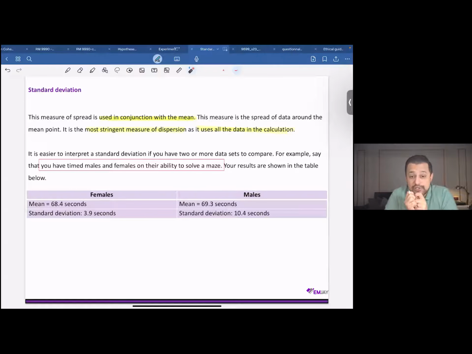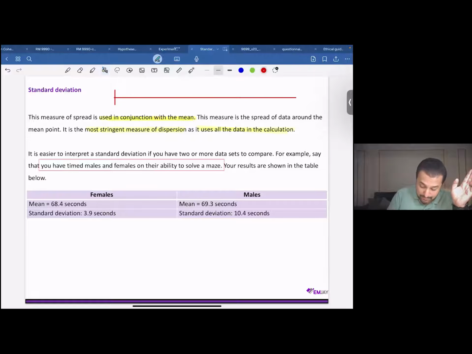Standard deviation is, like I'd mentioned earlier, a measure of spread. This measure of spread is used in conjunction with the mean. This is used with the mean, right? Standard deviation, if I put it in a simple manner, let's just say we have a range of data over here, and I'm trying to show this in green. Yeah, these are different data sets that we have, right?